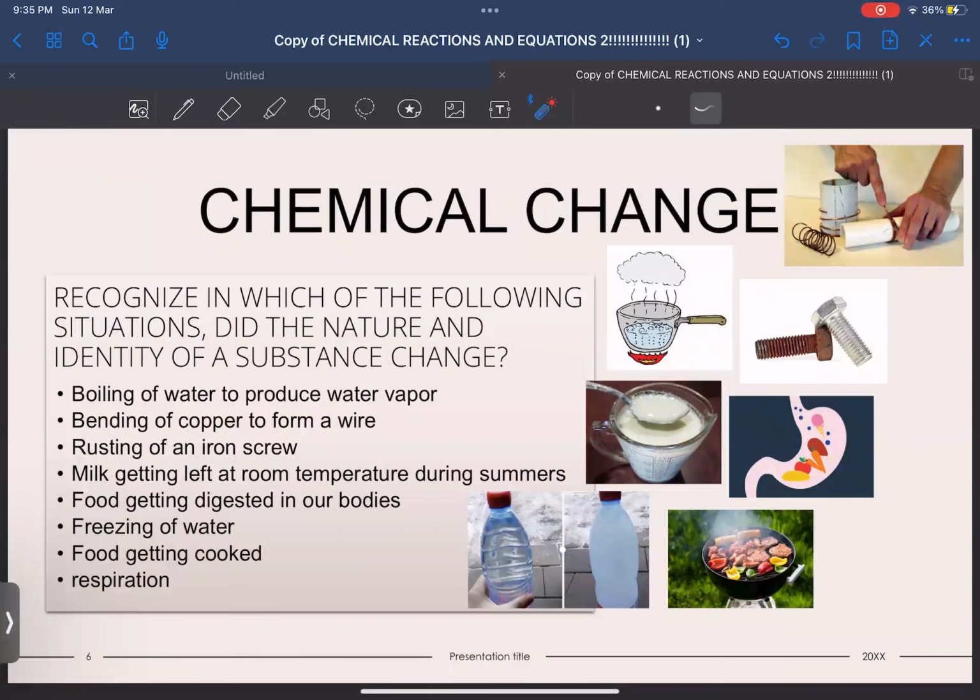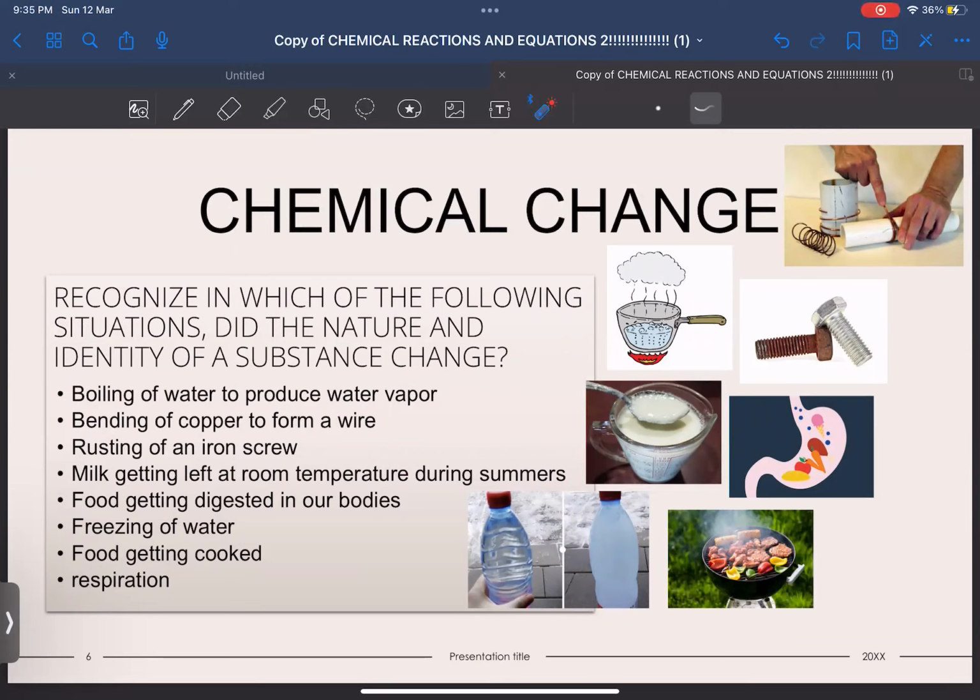Freezing of water. Now, since we have discussed a lot, it is pretty obvious what freezing of water is. Freezing of water is a physical change. And that is a very simple example because water is just turning into ice. This ice can be melted and be made into water again. So this is a physical change.